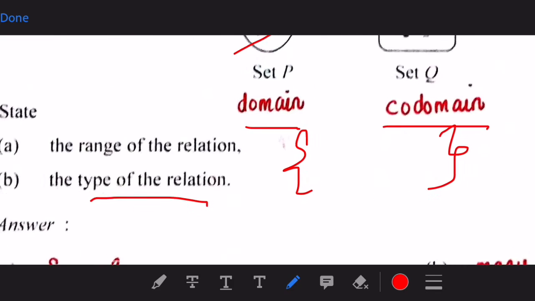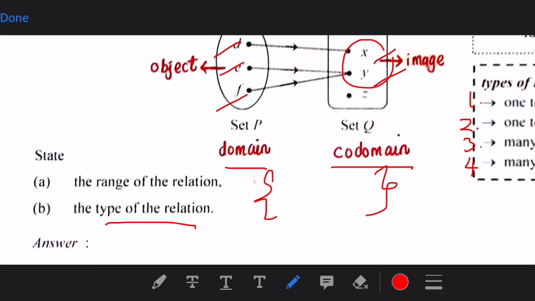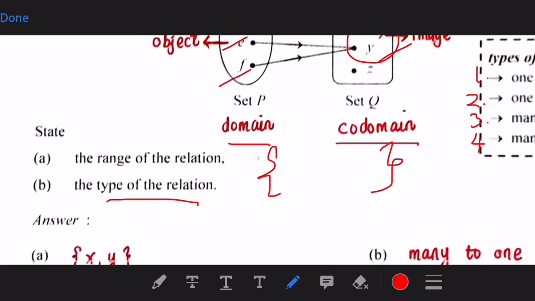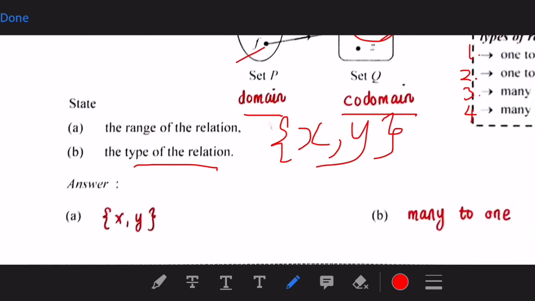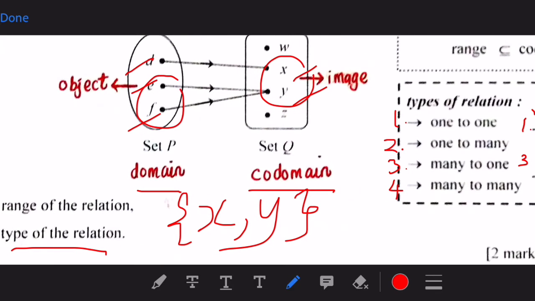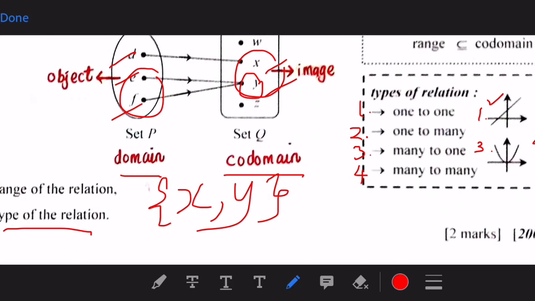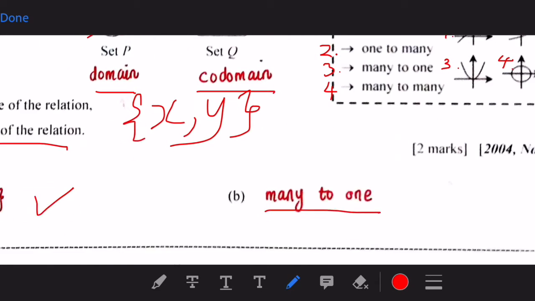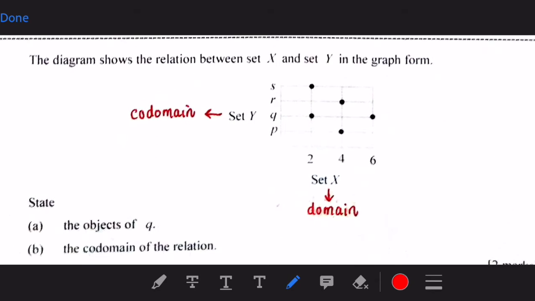So for the range of the relation, we must make sure the object is connected with the arrow. So obviously it's x, y. It must be written in set form. And for the type of relation, of course, you can see two objects map to one image. So it's many to one, even though you have one to one, it's a combination of two to one and one to one. So we say it's many to one. Alright? Okay, let's proceed to the next question.